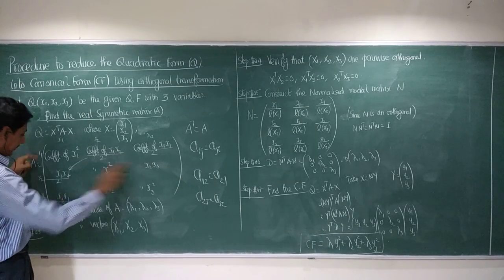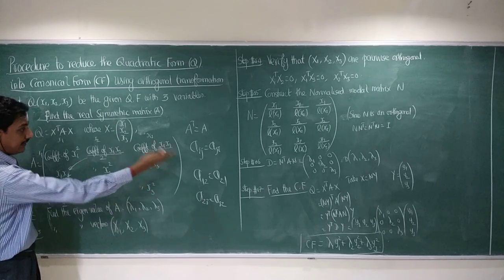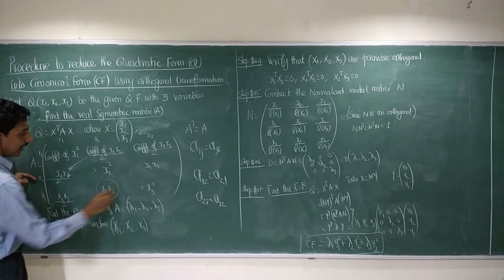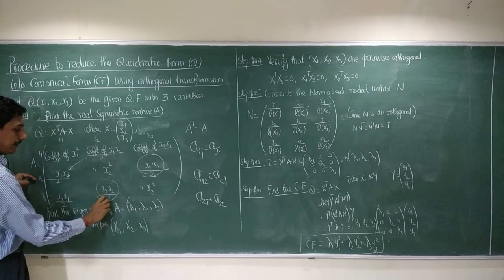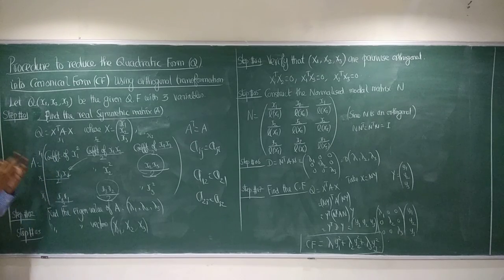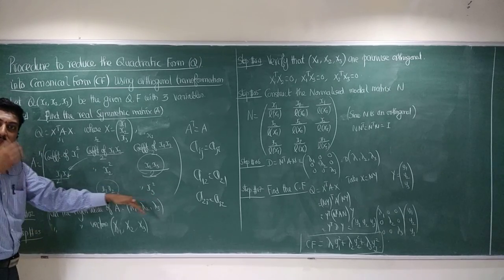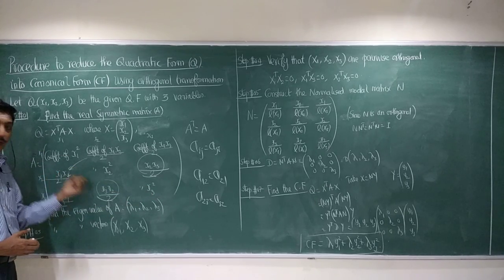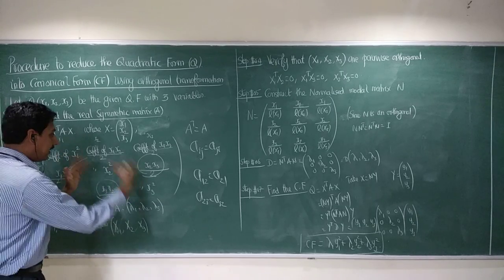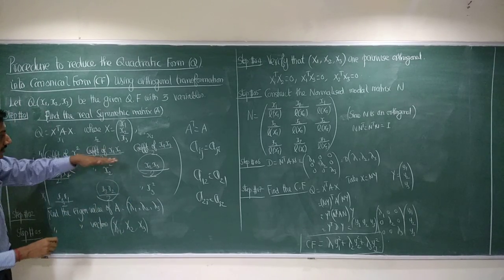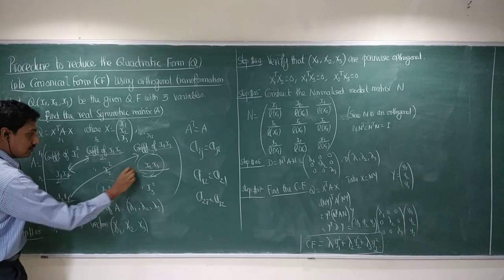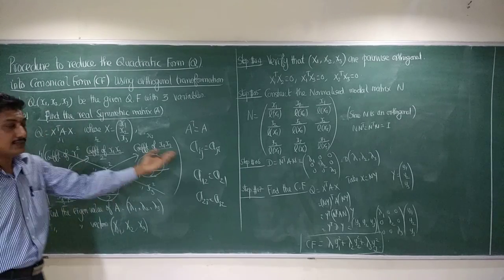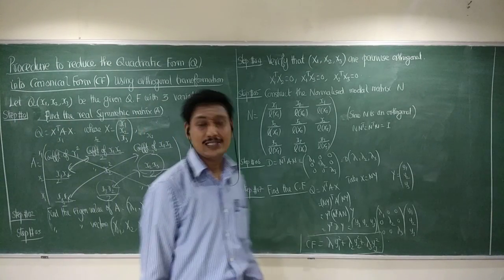What about x2 into x3? Similarly, it's a symmetric matrix, so collect the coefficient of x2, x3 from the given quadratic form and divide by 2. Let me repeat: collect the coefficients. For the diagonal, we put the coefficients of the square terms x1 square, x2 square, x3 square. Because this is a symmetric matrix, the off-diagonal pairs are similar, so take half of the coefficients. So this is the very first step.